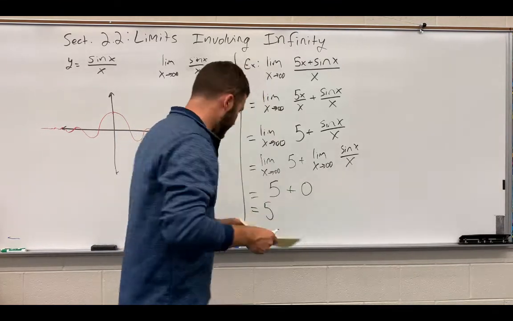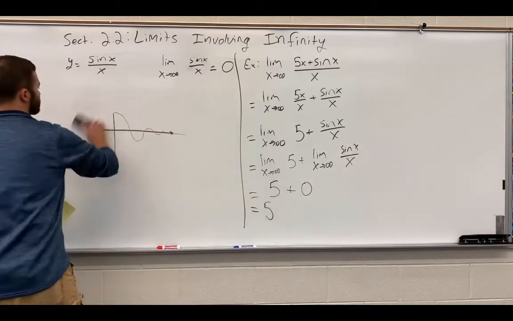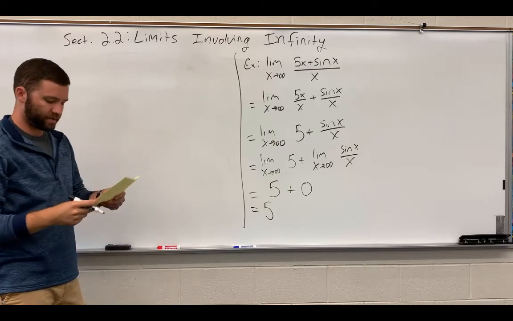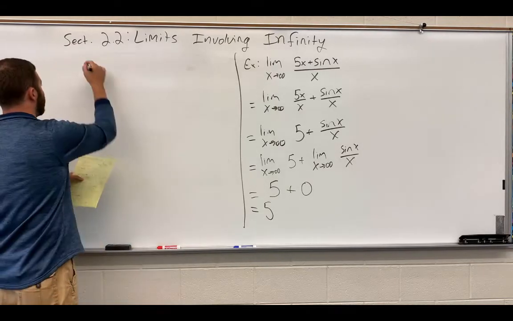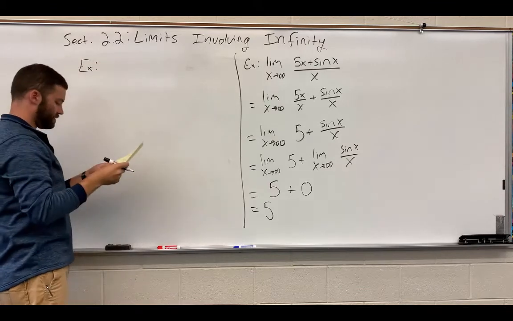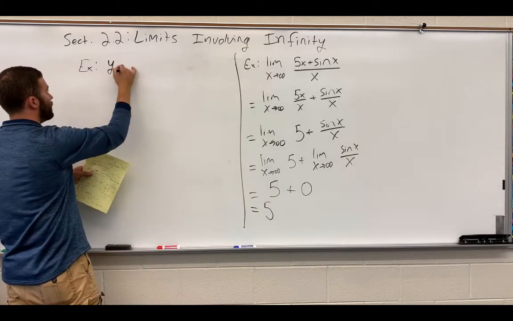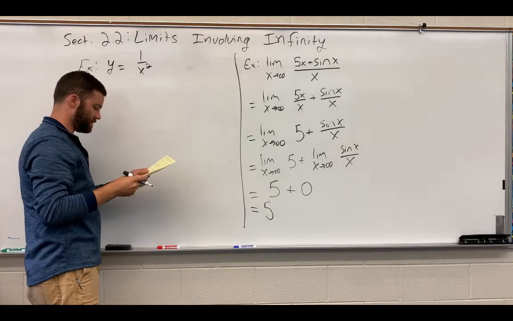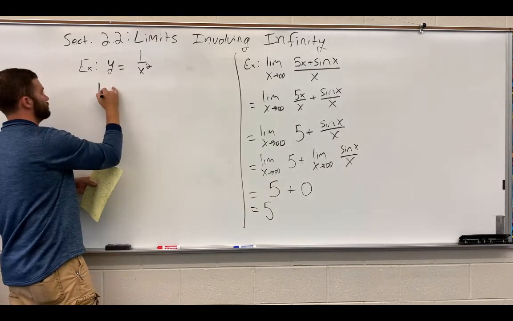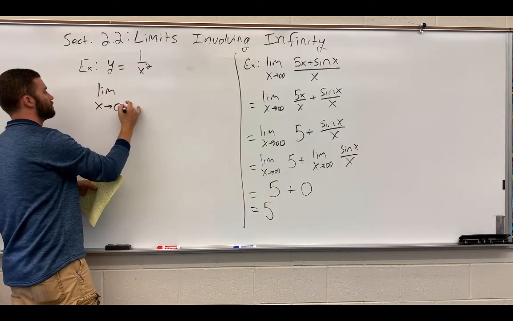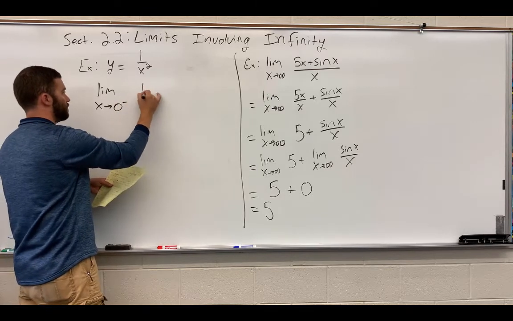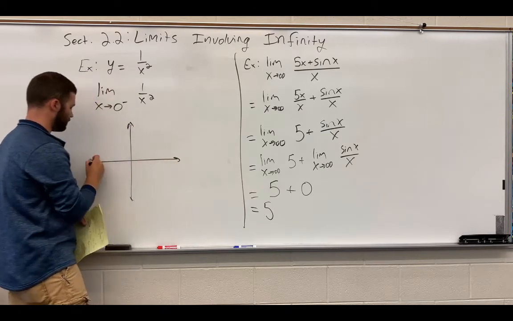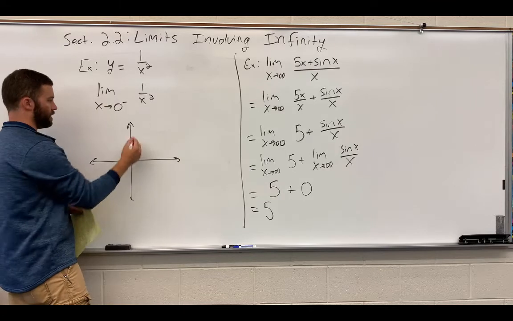All right, let's talk about vertical asymptotes real quick. We are not going to spend a ton of time on these because you should be fairly familiar with vertical asymptotes at this point. But let's look at, for example, the function y equals 1 over x squared, and the limit as x approaches 0. We'll start from the left, I guess. This graph is what I call a volcano graph.